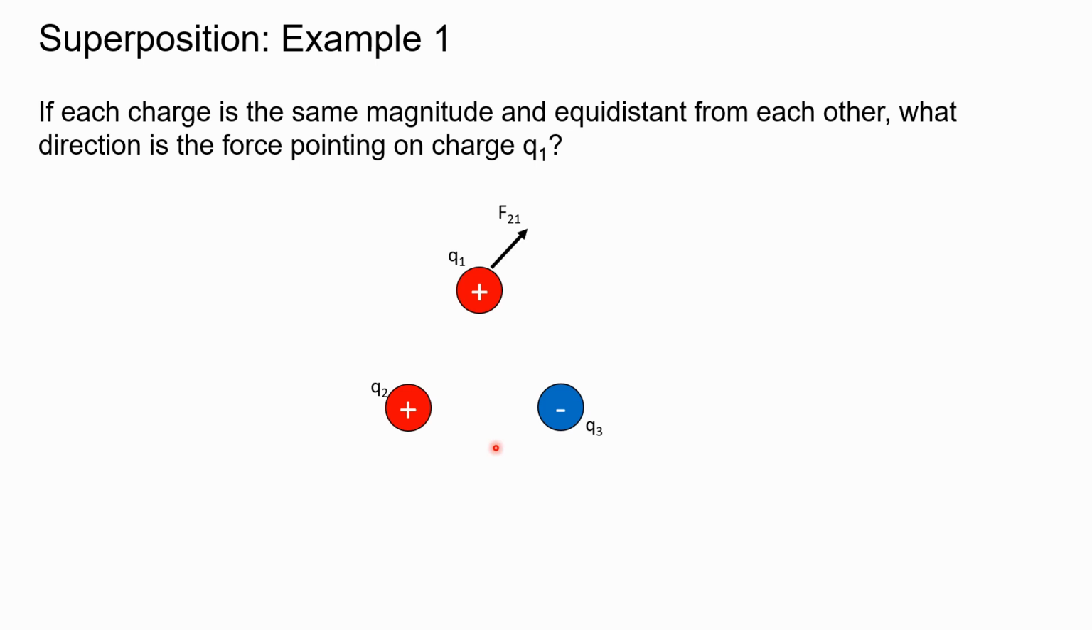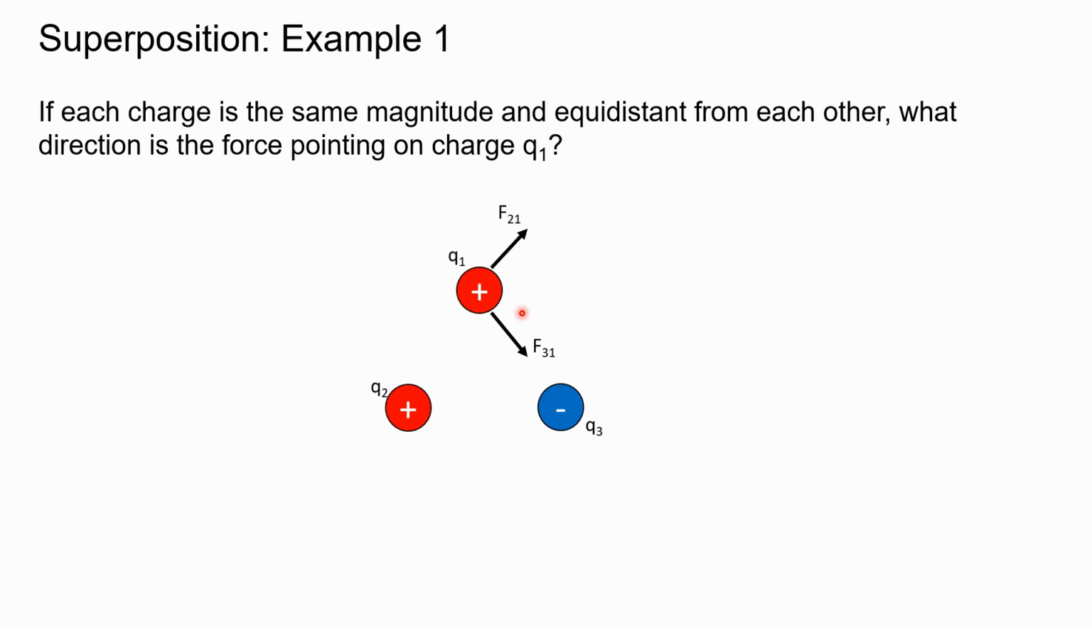First, looking at charge Q2, we know that like charges repel. So charge Q1 is going to want to move away from charge Q2, and the force vector is going to be in roughly this direction, pointing away from charge Q2. Now looking at charge Q3, we know that opposite charges attract. So charge Q1 is going to be pulled towards charge Q3, and the vector is going to look something like this. It's going to be roughly the same magnitude as F21, as the charges are the same magnitude and are equidistant from each other.